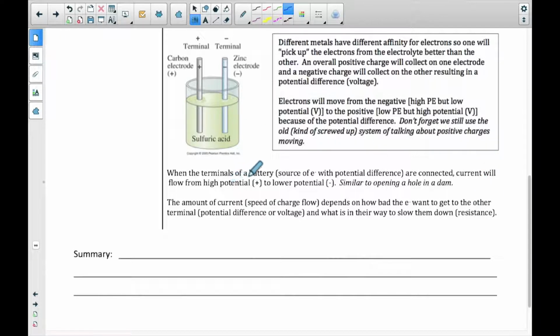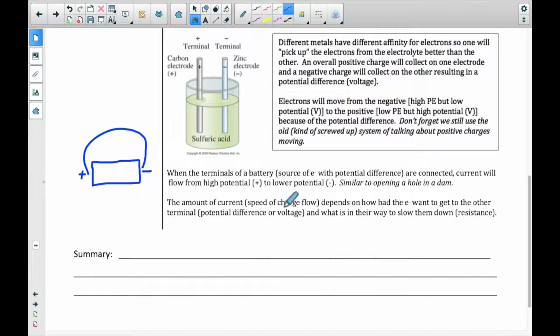When the terminals of a battery, the source of electrons with potential difference, are connected, current will flow from the high potential to the low potential, similar to opening a hole in a dam. And so we talked about this a little along the way. You've got a battery, or you've got a wire, or whatever it is, and you've got your positive node and your negative node, and you've got potential. It's ready to go. It's loaded. It's charged. The battery is charged. And so as soon as you then connect those with a wire, then they'll start flowing.